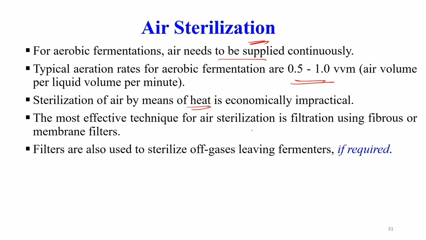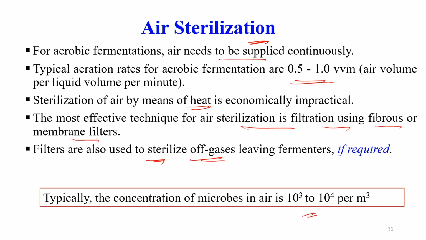So, for this the most effective way is filtration using fibrous or membrane filters. When air is entering, we are using the filter to sterilize, and many times when off gases are leaving the fermenter, filters are also provided to sterilize the off gases if it is required. And this gives a clear idea of the concentration of microbes in the air. It says the typical concentration of microbes in the air is 10 to the power 3 to 10 to the power 4 cells per meter cube.